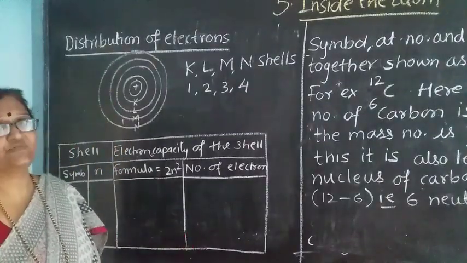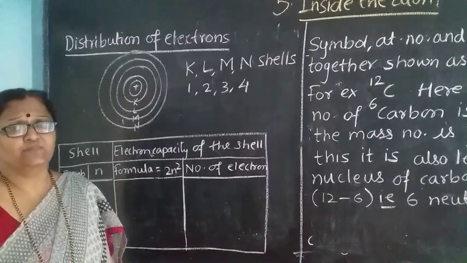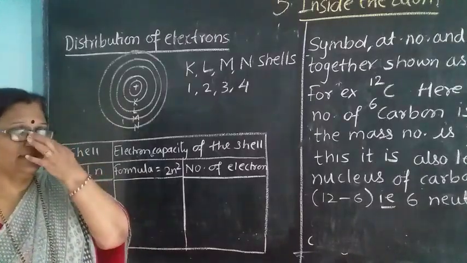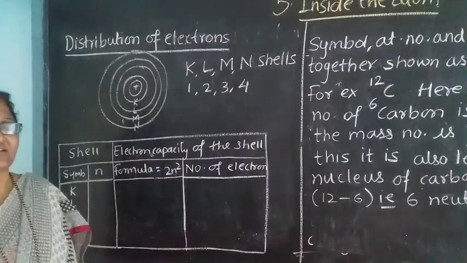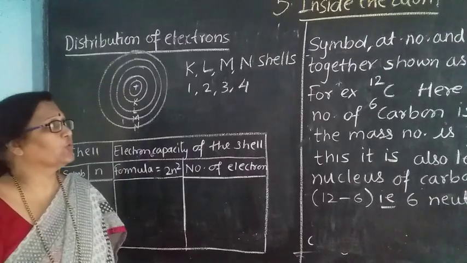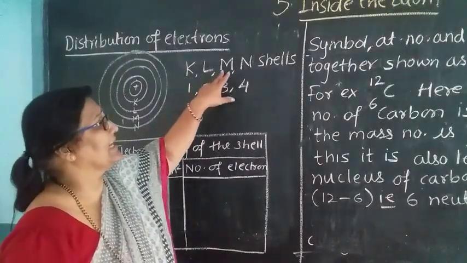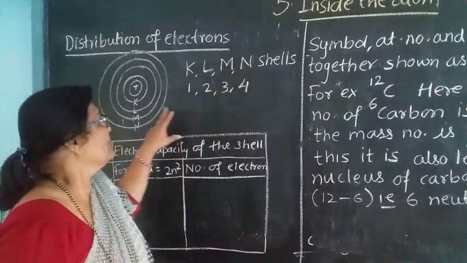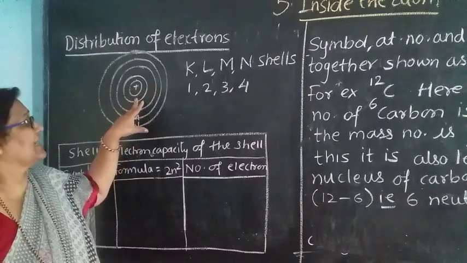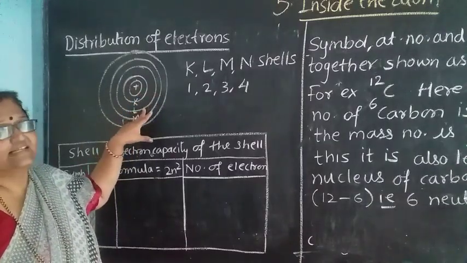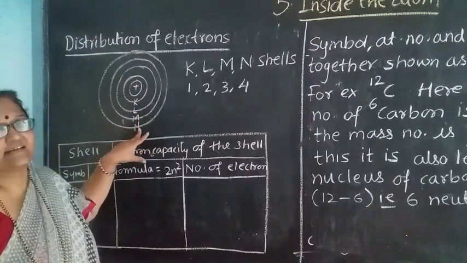Distribution of electrons we are going to see. For that we have to consider Bohr's model. In Bohr's model we know that the orbits are named 1, 2, 3, 4, or you can say they are named as K, L, M, N shells, where the first shell, which is near to the nucleus, is the K shell. After that there is the L shell. After that there is the M shell. After that there is the N shell.